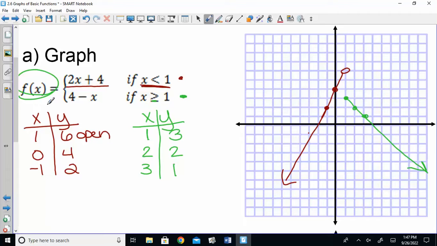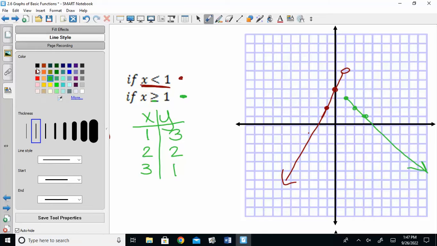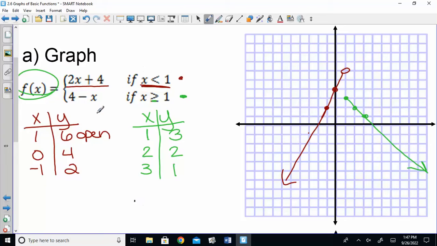Let's do domain and range for this one. It's more interesting. Domain, as I go from left to right, so this is hitting all my negatives. It stops here at 1, but the next one picks up at 1 and keeps going. So what's my domain?